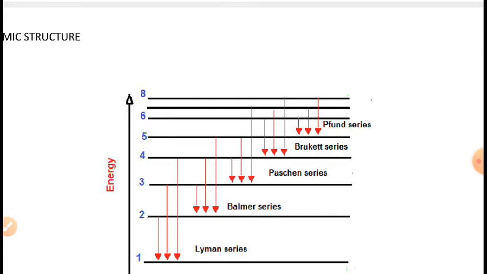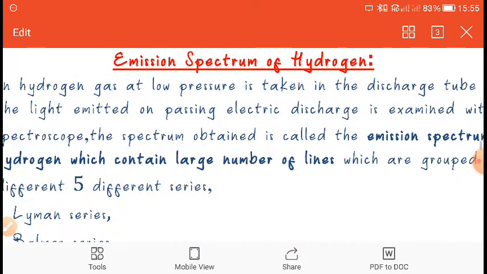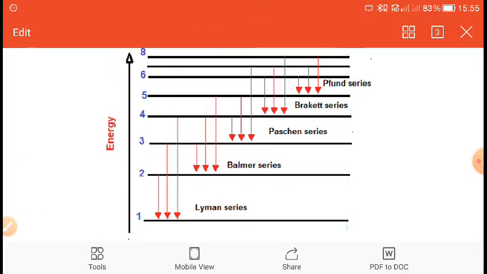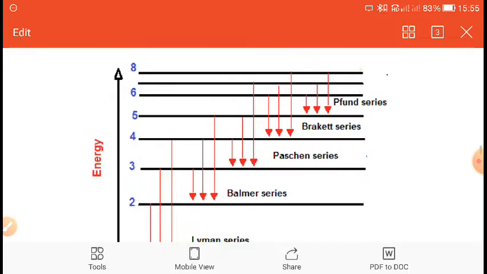Myself, Suman Singh. So, in the last class, we were discussing the line spectrum, the emission spectrum of hydrogen, right? So, this was the diagram we were discussing. So, we will start with the very first.